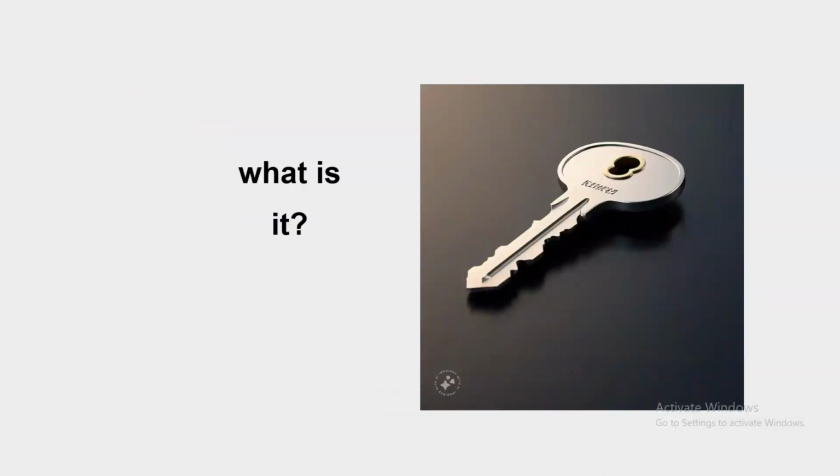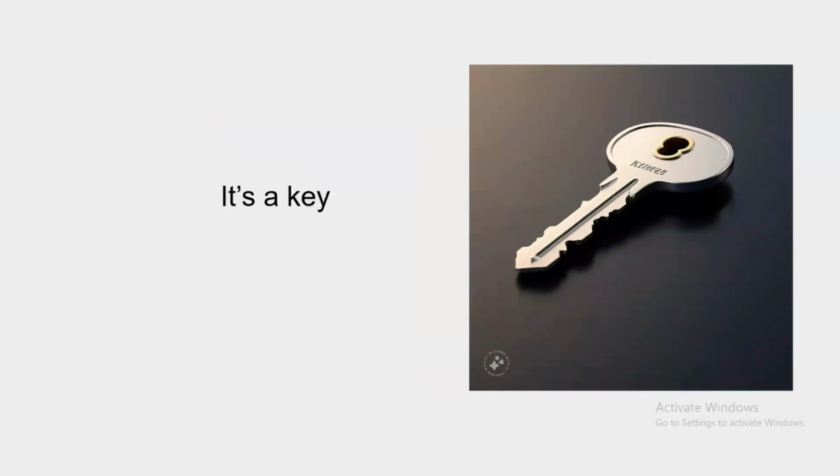Let us take a look at more examples. What is it? We have a single key here, and the be verb is will be used. What is it? It's a key. Or we could say it is a key. And the contraction is it's a key.